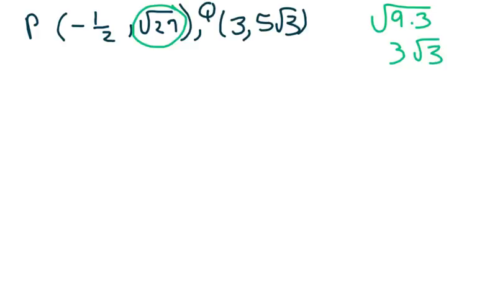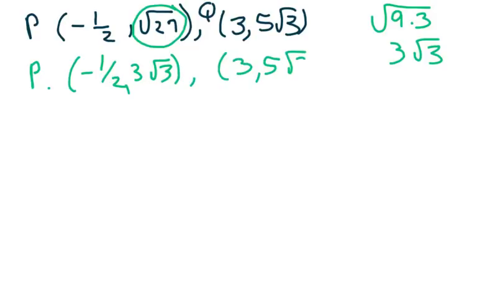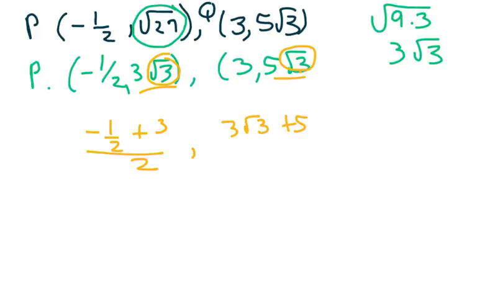So I'm going to rewrite this. It's -1/2, 3 square root of 3. And Q then would be 3, 5 square root of 3. For my y's, these should be the same radical, or you can't add them. So I'm going to add my x's. I get -1/2 plus 3 over 2. And for my y's, I'm going to get 3 root 3 plus 5 root 3 over 2.